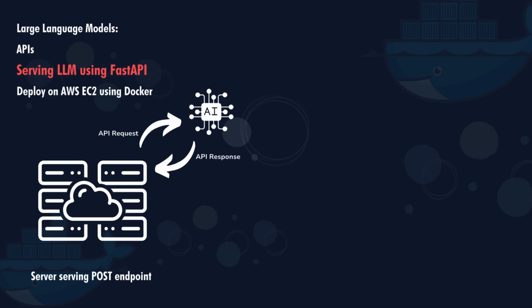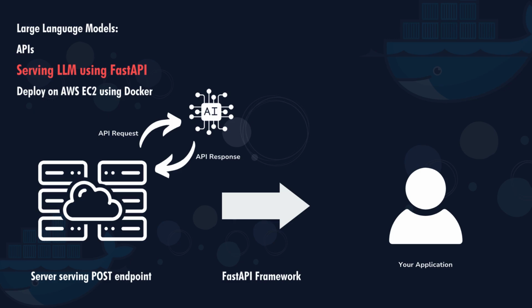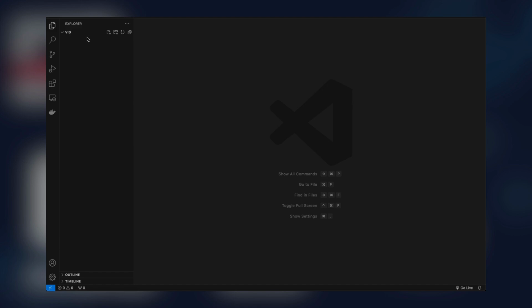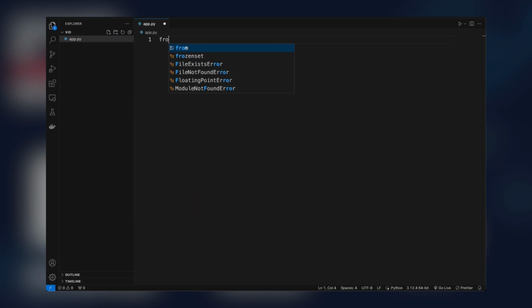Now let's dive into serving an LLM using FastAPI and Python. So what's FastAPI? FastAPI is a modern, fast web framework for building APIs with Python. It's perfect for creating endpoints that your LLM can interact with. Let me open my editor and write an application in Python. Let's say you have an LLM that you want to expose its functionality through an API. For demonstration purpose, we will use OpenAI LLM.